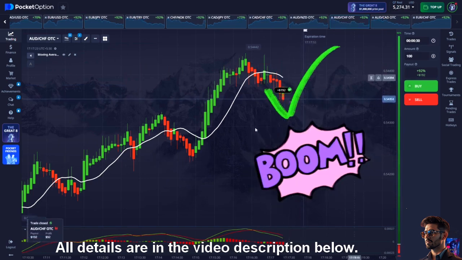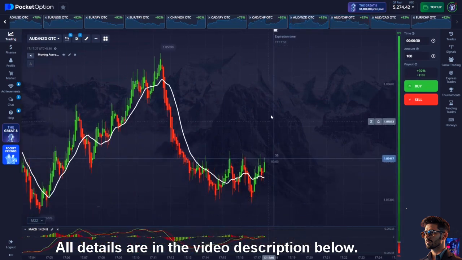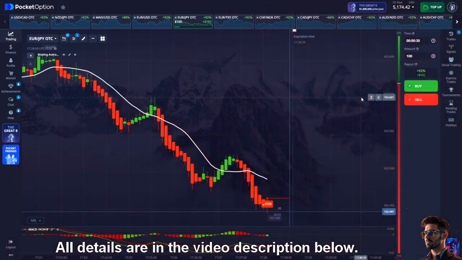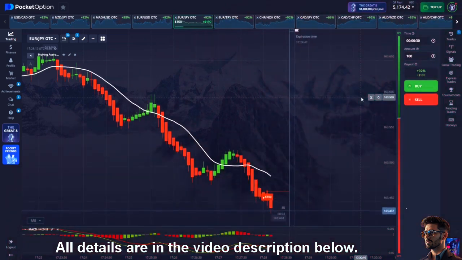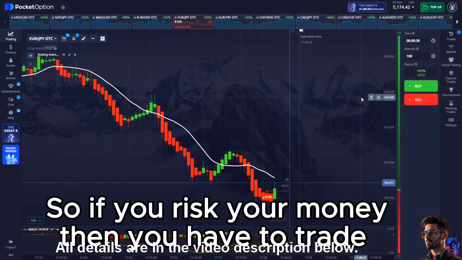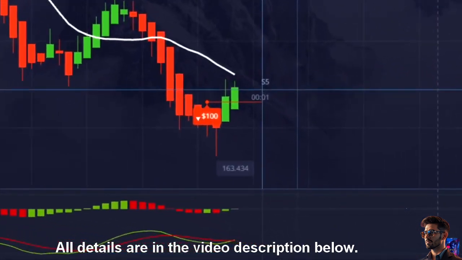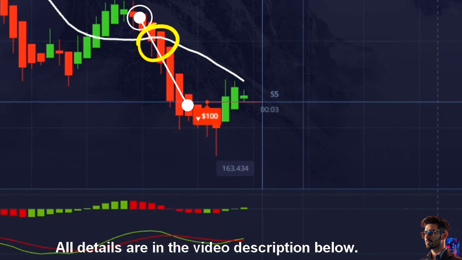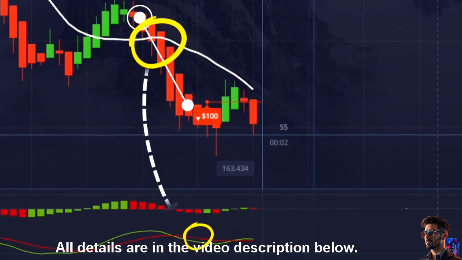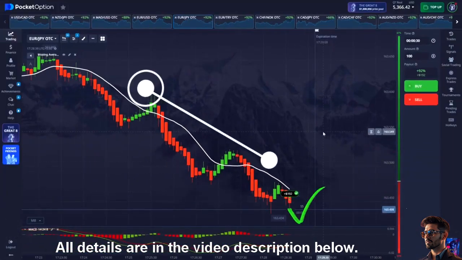We have made 5 trades continuously win. So let's find some more opportunities. Here, we have taken a trade for the downward direction. This trade is a bit late, but I think this should be a win. But there are risks for this trade, so if you risk your money then you have to trade with your full focus and attention. Here we took the trade because the market crossed the white line of moving average in the downward direction, and at the same time MACD also crossed each other, and as you can see the overall trend is also down, and our trade is a win here.